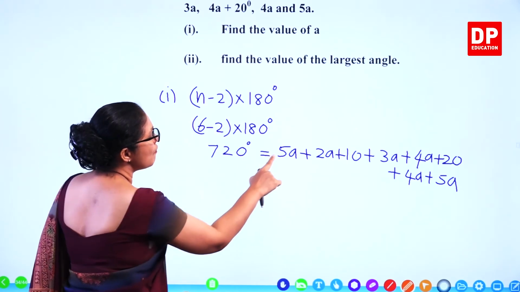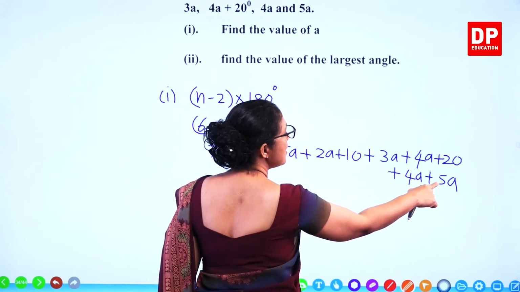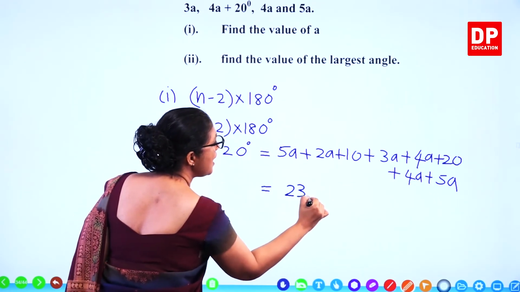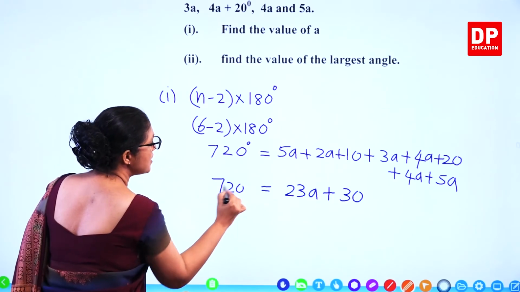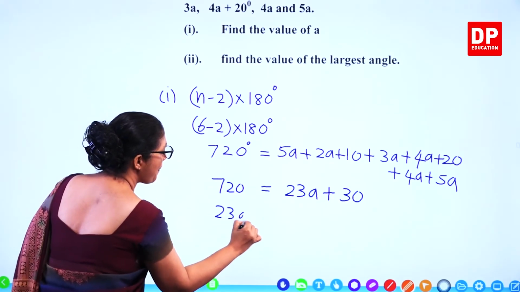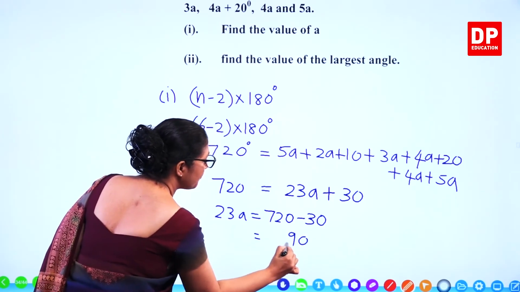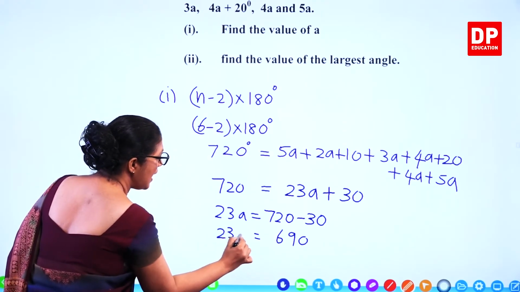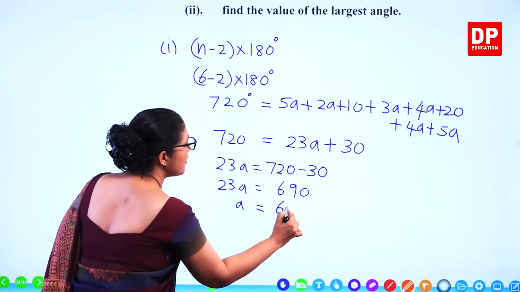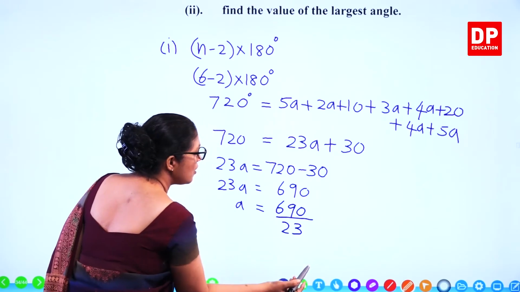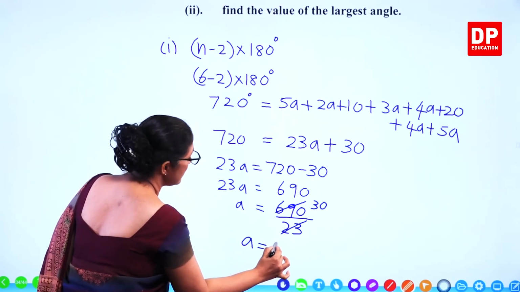So we can add it. 5 plus 2, 7, 10, 14, 18 and 23A. 23A plus 10 and 20, 30. That's equal to 720. So what is 23A? 720 minus 30. You get 690 is 23A. So what's A? You have to divide by 23. 690 divided by 23, you get 30 degrees. So A is 30.